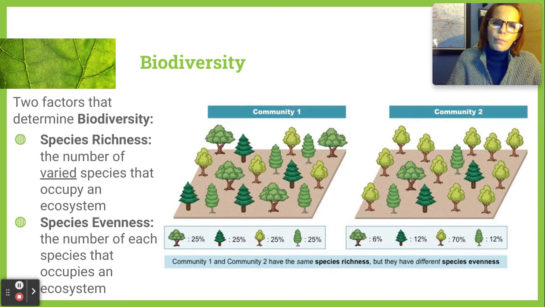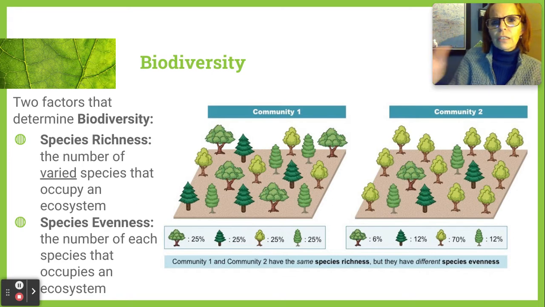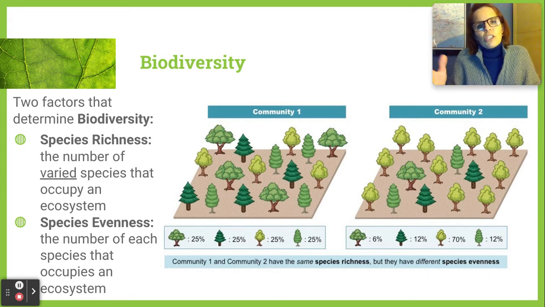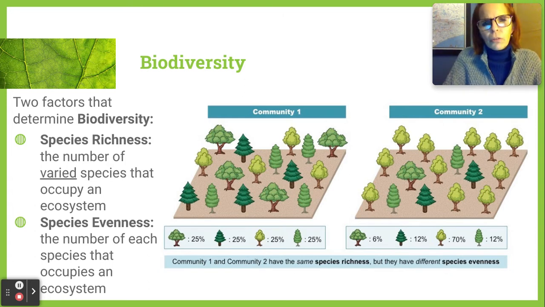The other part of biodiversity is called species evenness, and it sometimes has another name, but we'll go with species evenness. That's the number of each species that occupies an ecosystem. So if you take a look at community 2, you notice that the majority of the trees are that light green deciduous tree. And so they have different biodiversities. We're not saying one is necessarily better or worse. The one on the right has less biodiversity because it's got so much of that particular green tree.